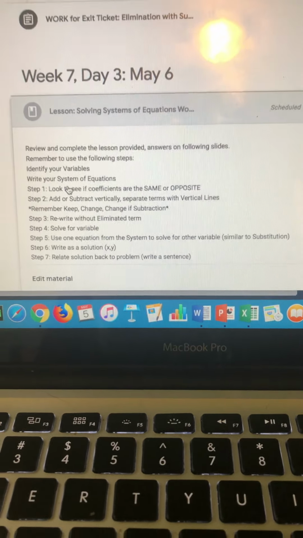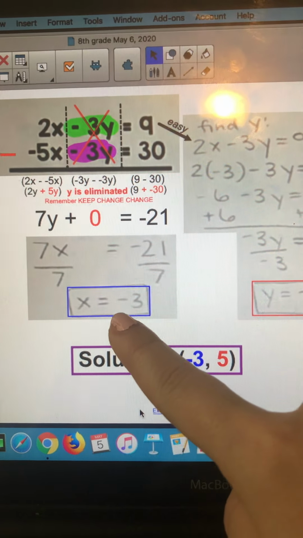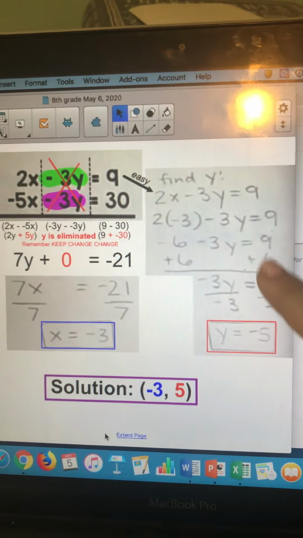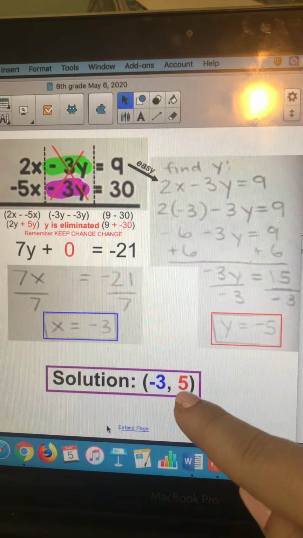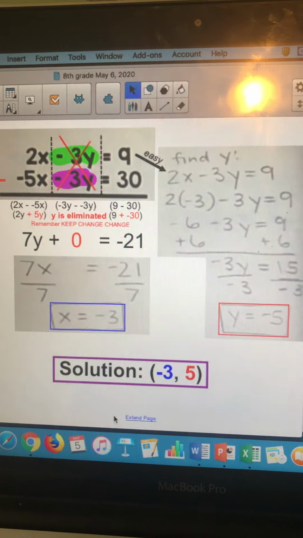So that's what's shown here underneath, changing those signs. We get our answer for x. Oh, look at that, there's a mistake here. I'll fix that. So x equals -3. Then we solve for y. We get -5. Oh my gosh, there's mistakes all over this. This should be -3, -5.